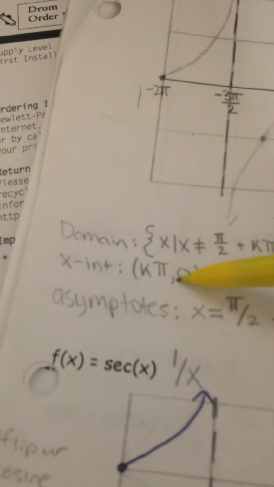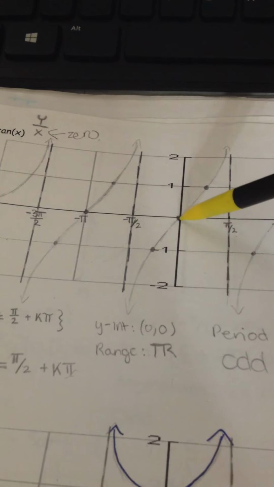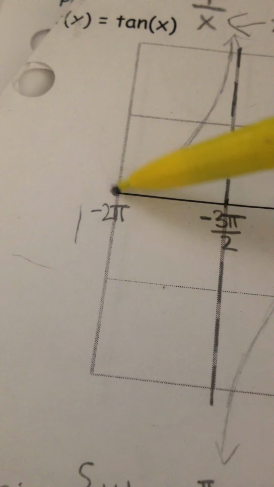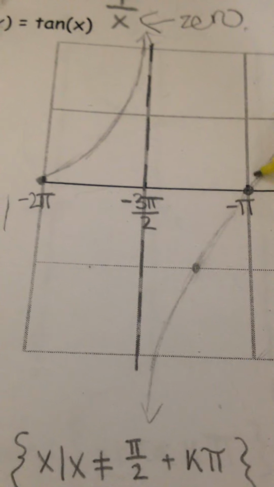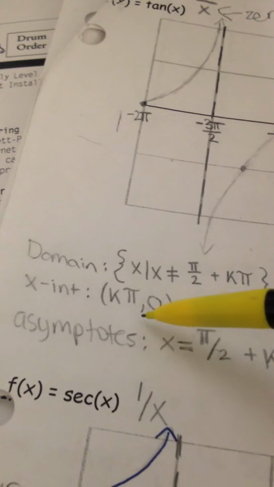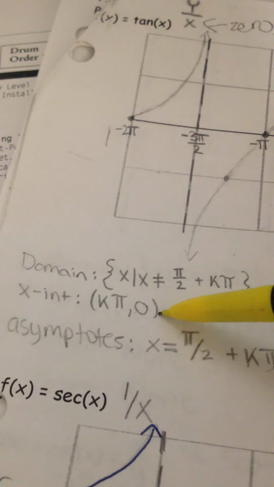Okay, and then these are the x-intercepts. Again, you have x-intercepts right here, right here, right here, and it repeats. This is negative 2 pi, right? Okay, negative 2 pi, and this one is at negative pi. That means there's 1 pi in between. So it happens at every pi k, comma 0.